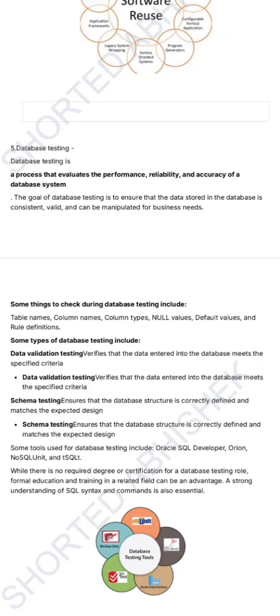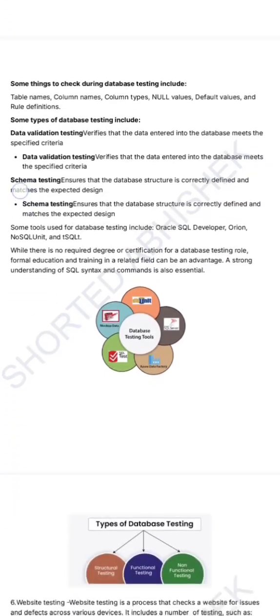Some types of database testing include data validation testing, which verifies that the data entered into the database meets the specified criteria. Schema testing ensures that the database structure is correctly defined and matches the expected design.